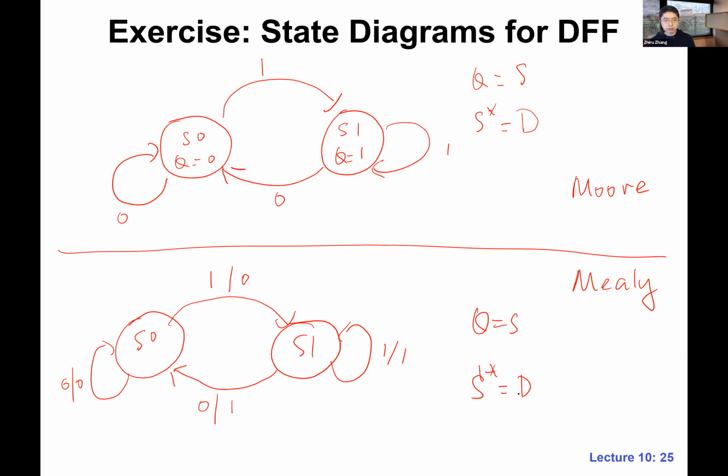Any questions about this? I hope that you can try to make sense out of this by writing down the truth table. This is going to be a fun and also useful experience. So we indeed need 2 states here with Mealy.